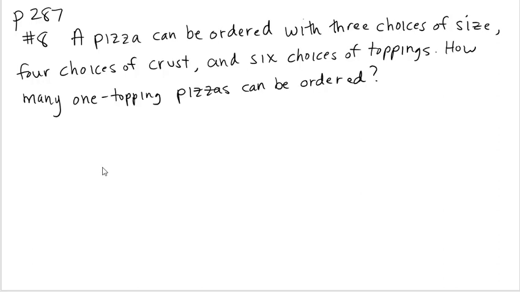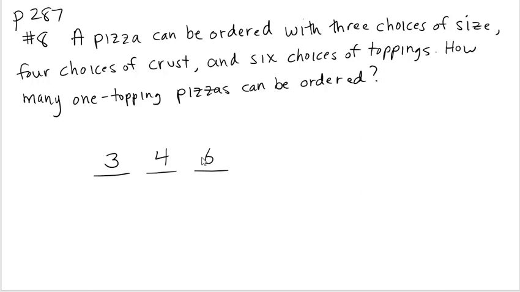So there are 3 choices to make, so I'm going to draw 3 blanks. 1 for the size that we're going to choose, 1 for the type of crust, and 1 for the topping that we choose. So we have 3 choices for size. We have 4 choices for crust. And if we can only choose 1 of the 6 toppings, then there are 6 choices for the 1 topping.